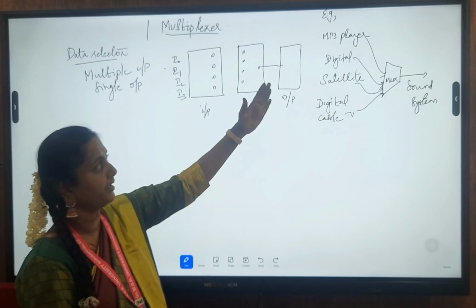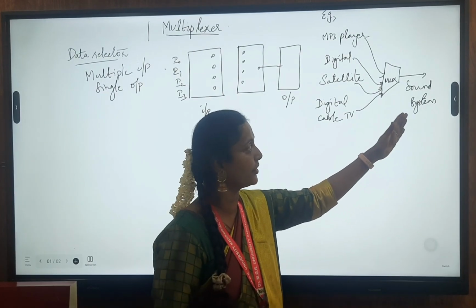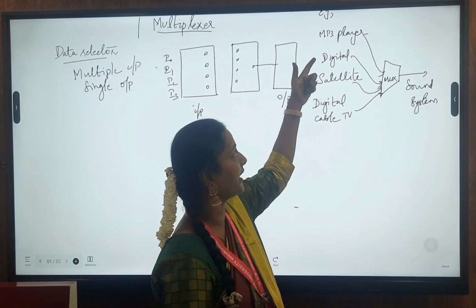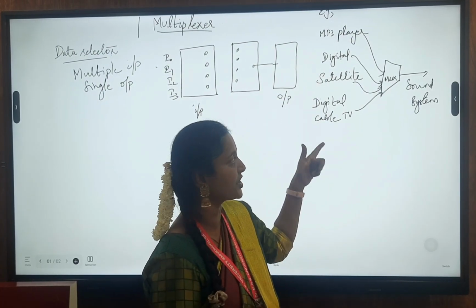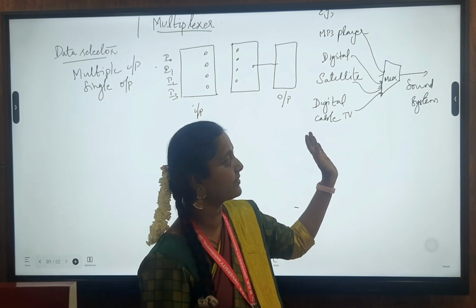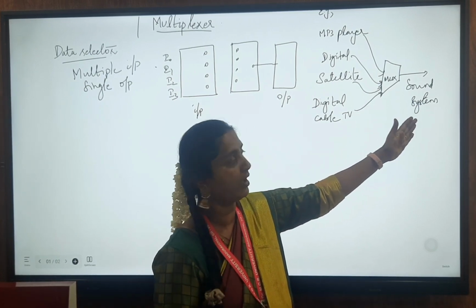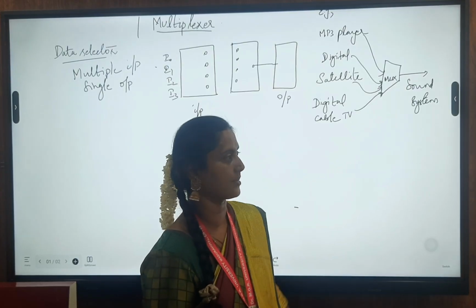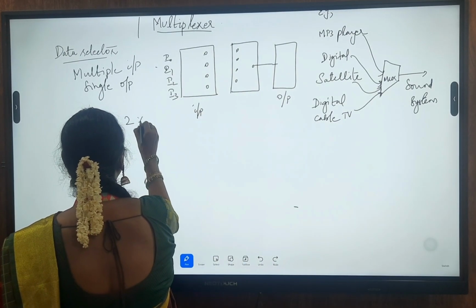For example, you can play a sound using an MP3 player or a digital phone or a satellite or a digital cable TV. Any one of them will be selected using the mux and it will be reflected in your output, that is, in the sound system. There are many multiplexers available.